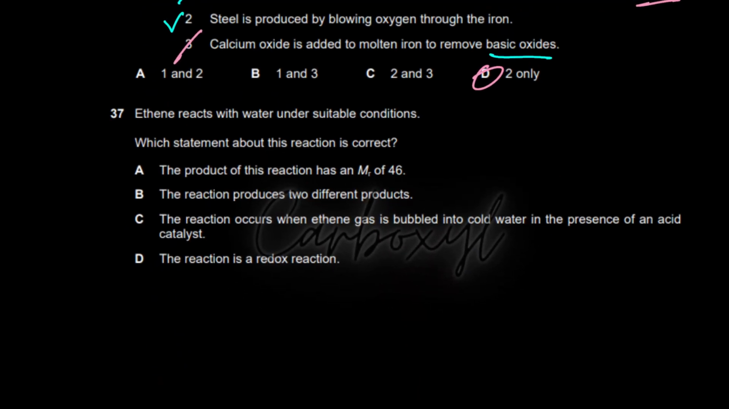Moving on, it says ethene reacts with water under suitable conditions. It's a hydration reaction, an addition reaction, and we know the suitable conditions are a catalyst, which is an acid. In our case, we use phosphoric acid, a temperature of 300 degrees Celsius and a pressure of 70 atmospheres. Now it says the product of this reaction has an Mr of 46.